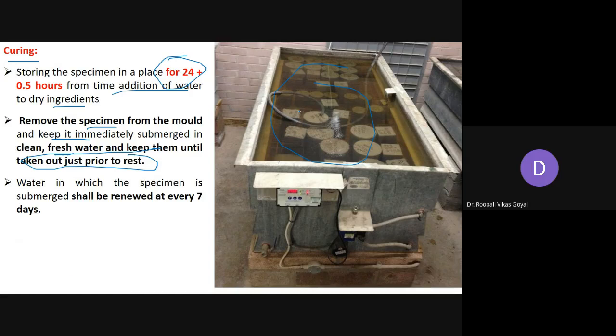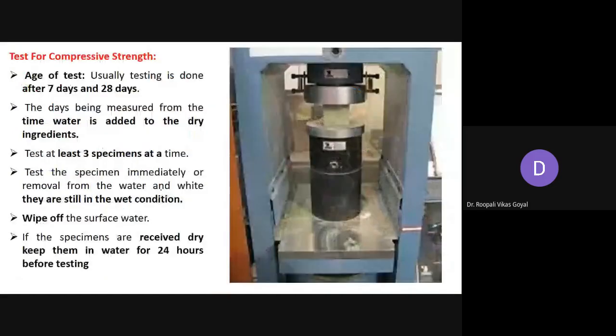So you have to take the specimen out of the mold after 24 hours and keep it in the curing tank. The water in the curing tank should be fresh, so every 7 days it should be renewed. After that, you take out your specimen for actual testing. Generally the age of testing is 7 days and 28 days, but the 28 days strength is considered your final characteristic strength. The days are measured from the time you add water to the dry ingredients.